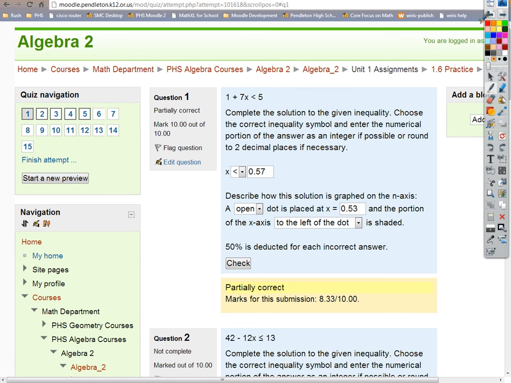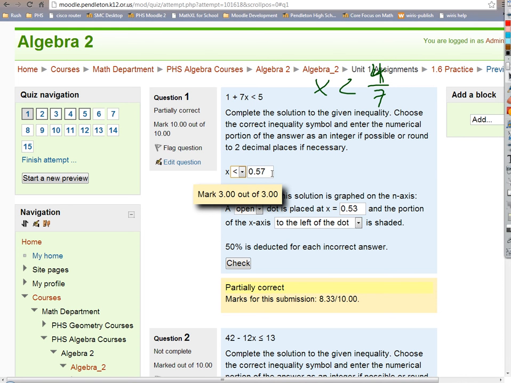So if I solve this guy, wouldn't you agree? I'm going to subtract 1 and divide by 7. So I get x is less than 4/7. So I just pull down the less than symbol from the menu. I convert 4/7 into a decimal and round it 2 places, so it's 0.57, right? And then it says describe how the solution would be graphed. But wouldn't I have an open endpoint at 4/7, right?